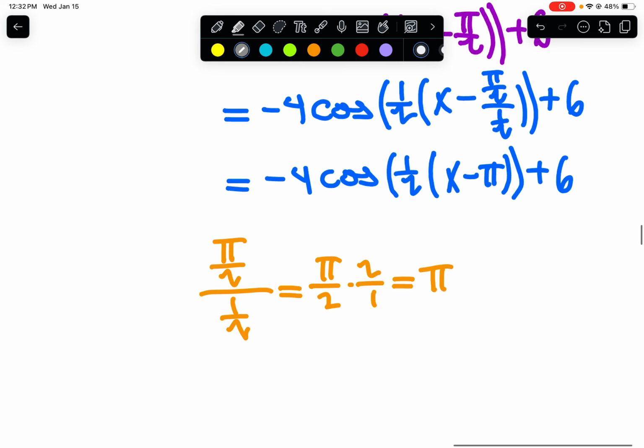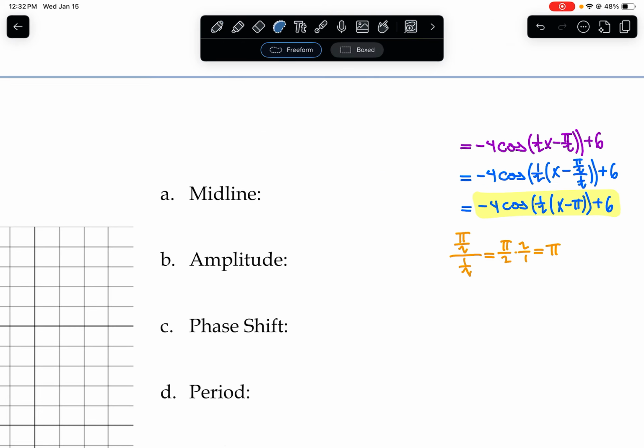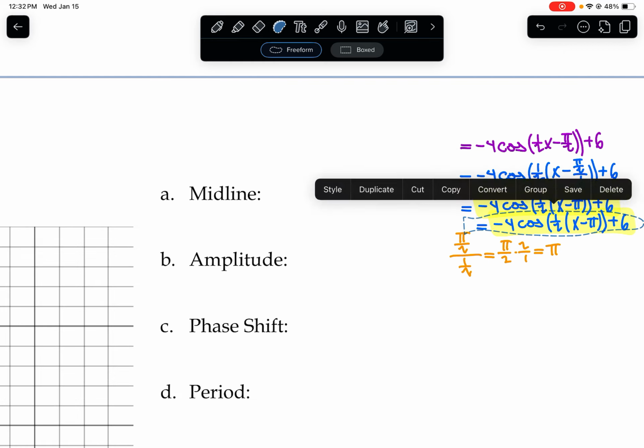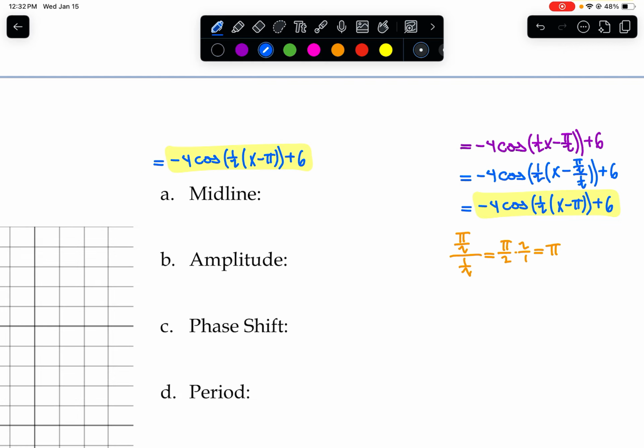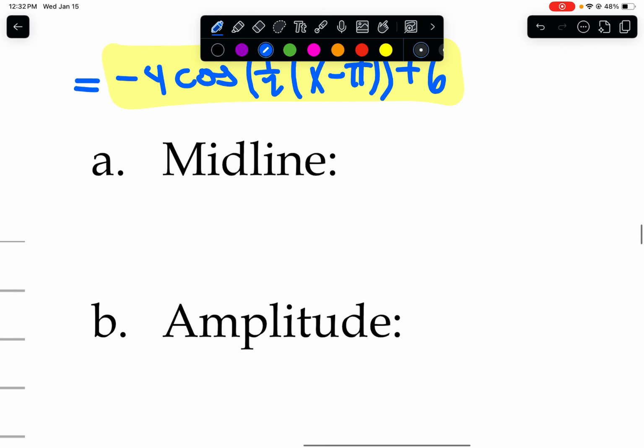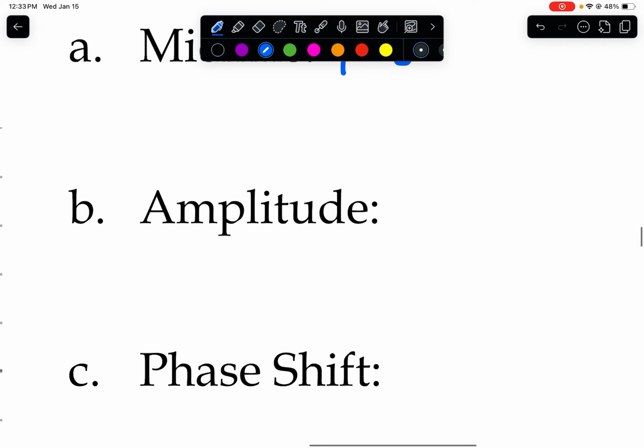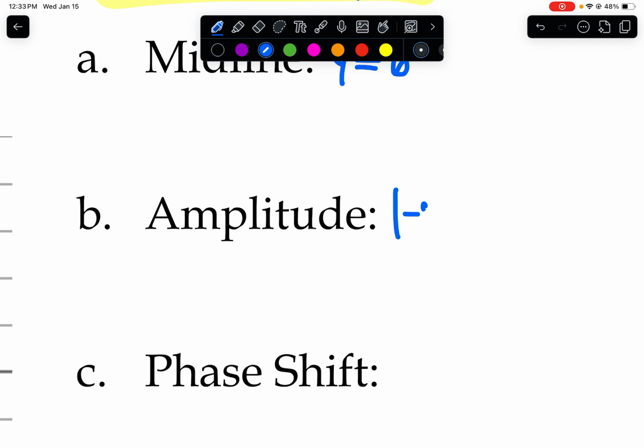Okay, so this is really the equation that you're going to want to reference when you're doing your characteristics or when you're doing your attributes. So just to give it a little bit more attention, I'm going to move it way over here so we can reference it as we go. So for my midline, I know it's going to be y equals 6, which is my vertical shift. My amplitude, remember, we're looking at the absolute value of your a value because that's measuring a distance. So distance in math cannot be negative.